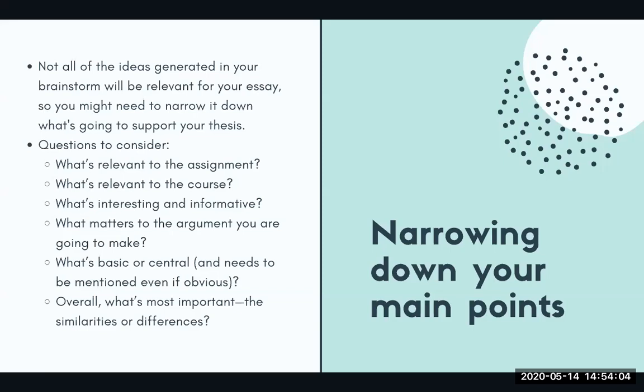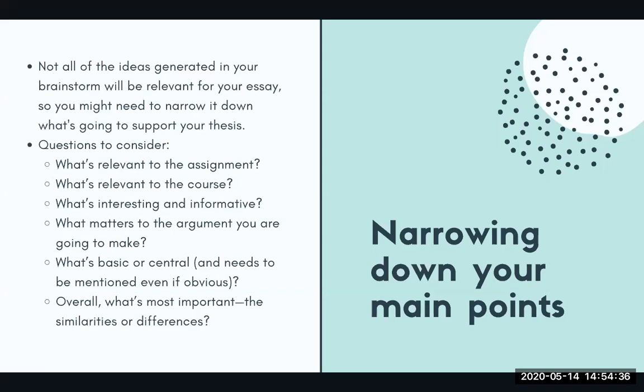What's relevant to the course? So what have you talked about in class that could be helpful to include in your essay, and what ideas tie to those things that you talked about in class? What's interesting and informative? So again, just trying to go beyond just summary and deciding what's maybe not as obvious, and what can you talk a lot about? So which topics can you provide a lot of analysis on?